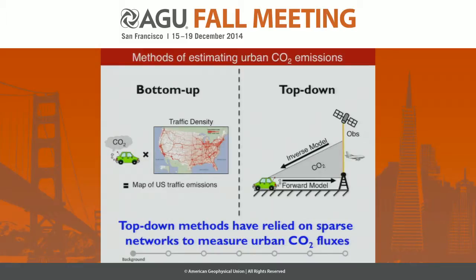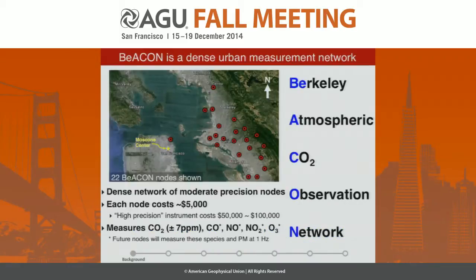However, today I'm going to talk about using a dense surface network in the Bay Area. This network is called Beacon, and it's a dense network of moderate precision nodes, and each node costs about $5,000. For comparison, a high precision instrument might cost anywhere between $50,000 and $100,000.